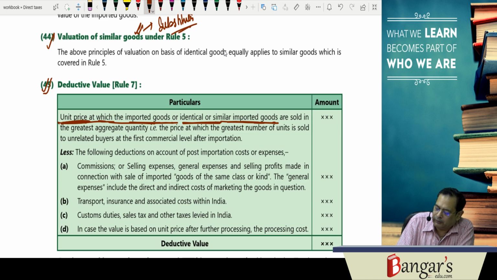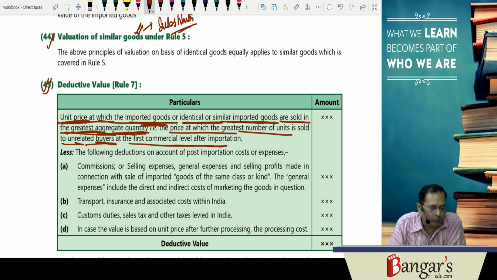Unit price at which the imported goods, identical goods or similar imported goods are sold in India in greatest aggregate quantity. In greatest aggregate quantity, this is the price at which the greatest aggregate number of units are sold to unrelated buyers at the first commercial level after importation. From that, you have to reduce what?